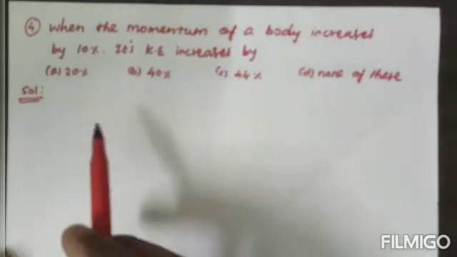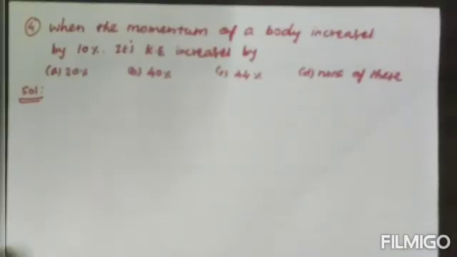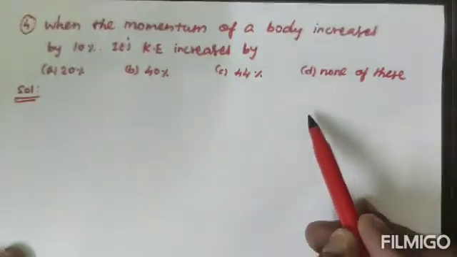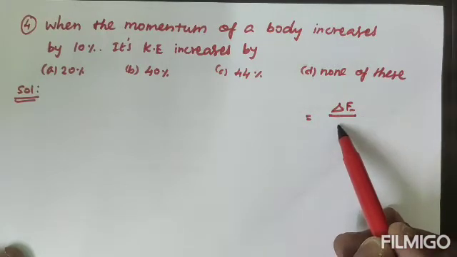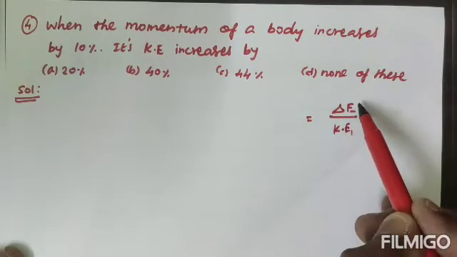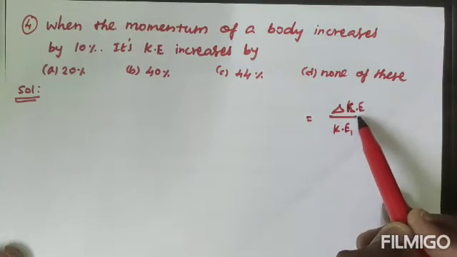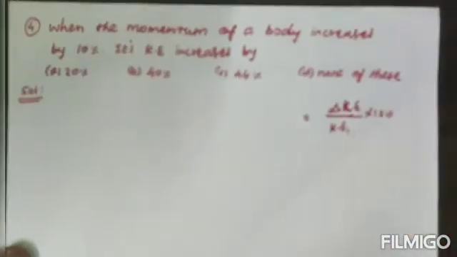First, we should observe the options, all the options are in percentage. So surely they are asking for the percentage, especially the percentage increase. So generally, how to find the percentage? Output value divided by input value into 100. So here, for kinetic energy, we can find the change in kinetic energy divided by the initial kinetic energy into 100. So this only we are going to calculate.